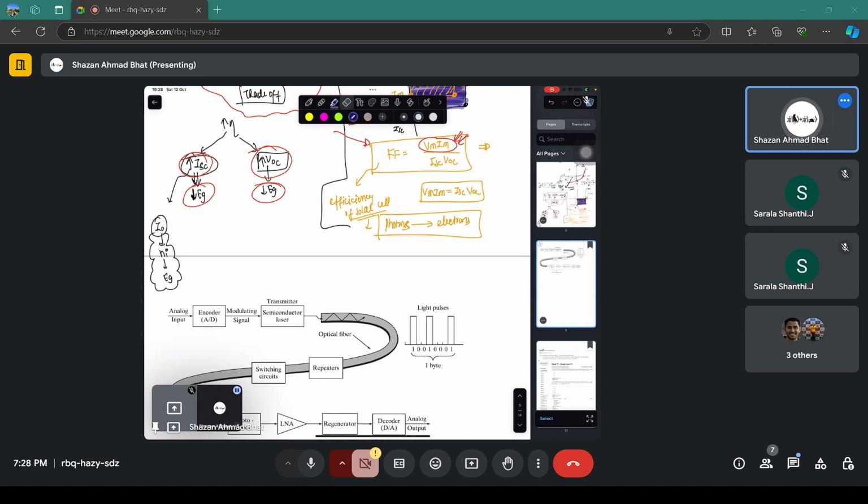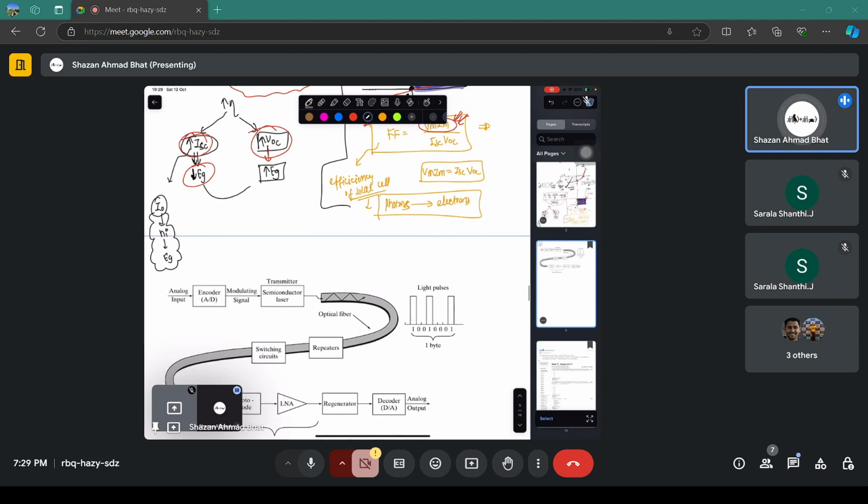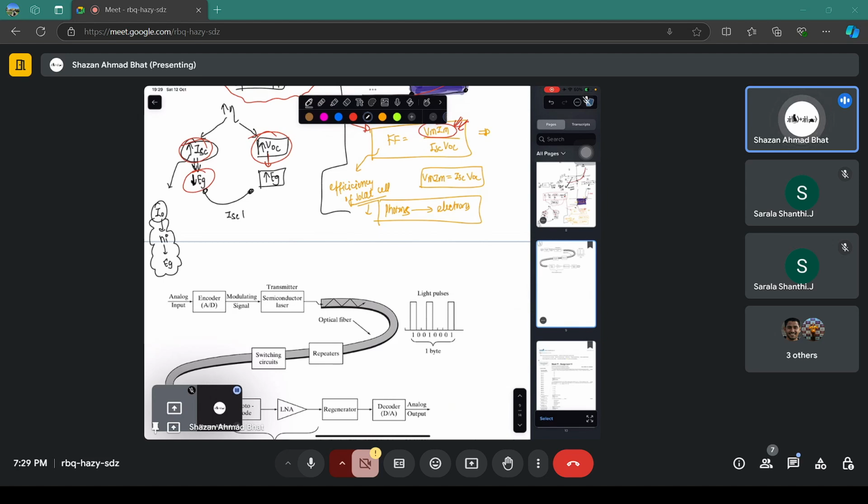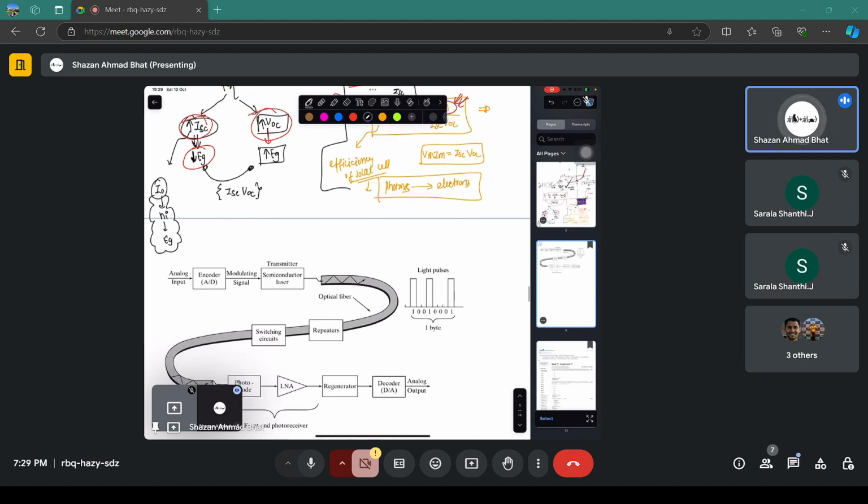Maybe I might have mentioned it here. No, I mentioned this is opposite. So if you want to increase the VOC, you have to increase the energy gap. So that means these two are opposite of each other. In order to increase the product ISC times VOC, you want both of them to increase.